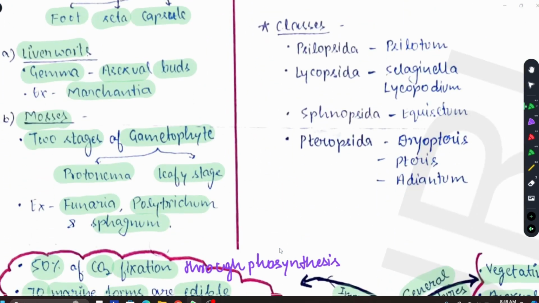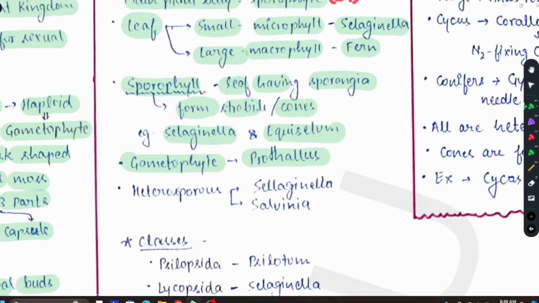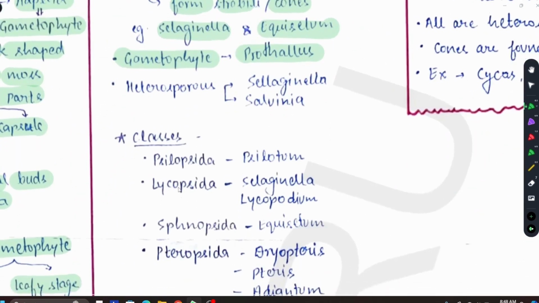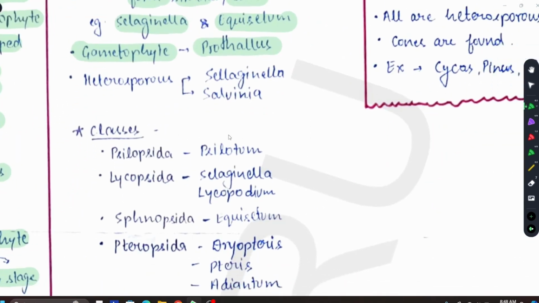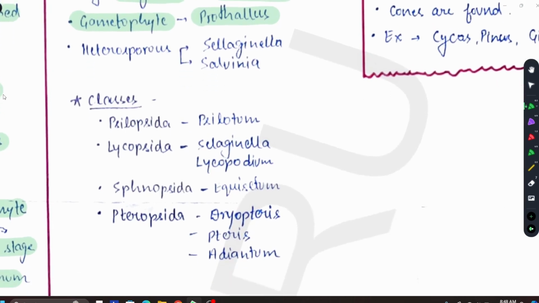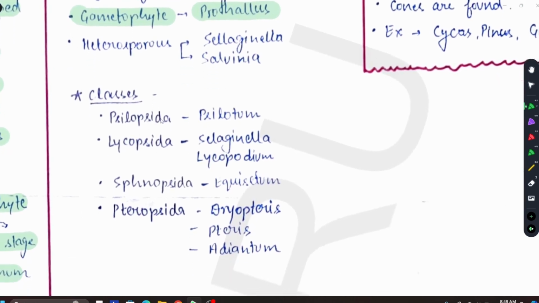In bryophytes, the mosses' gametophyte has two stages: protonema and leafy stage. So in bryophytes, the protonema and leafy stage are the gametophyte. In pteridophytes, the prothallus is the gametophyte. That's why you should compare. If you compare and study, it will be easy to study.